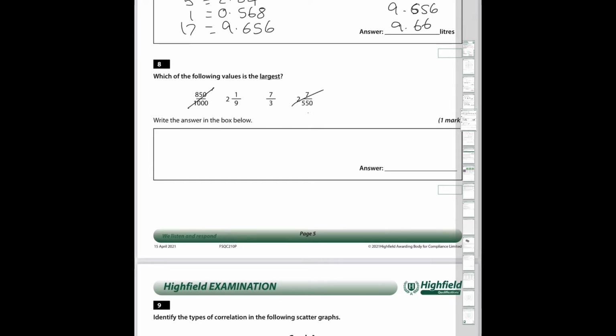So now we need to work out 7/3. 7/3, you can take 1 off and have 4/3, or 2 off and have 1/3. So we're comparing now 2 with 1/9 and 2 with 1/3. As we can see, that again is a smaller fraction. So this is the biggest number. So it's just about breaking down each of the fractions. So the answer is 7/3.